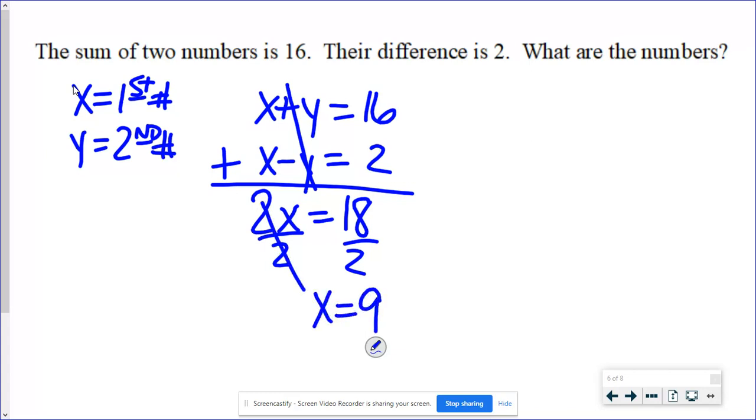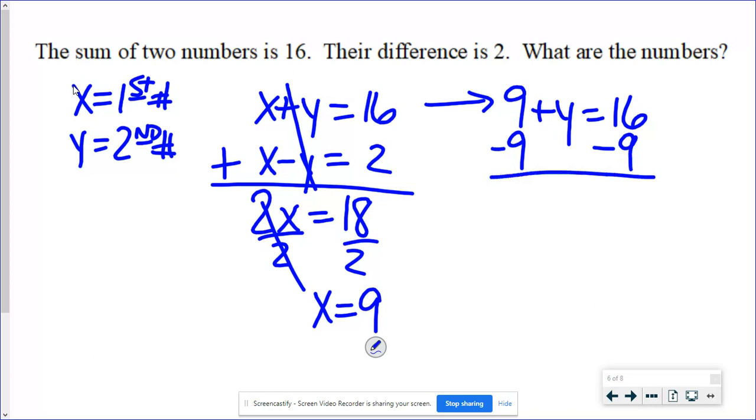So as I'm solving this, I got that the x was 9 for my first number. Then seven is my second number. And if I check that, 7 plus 9 is 16, and 9 minus 7 is 2. So 9 and 7 are my numbers. Again, not an ordered pair.